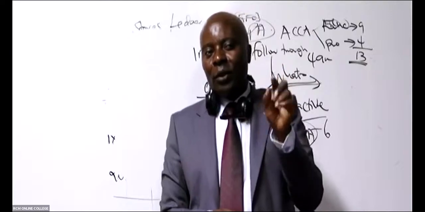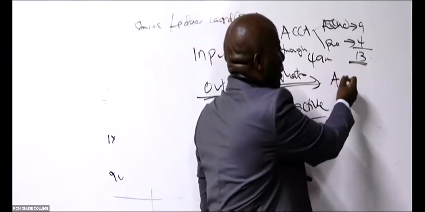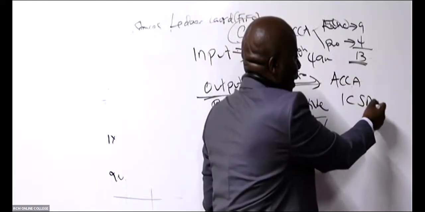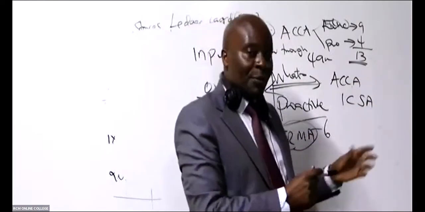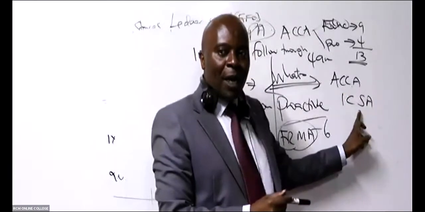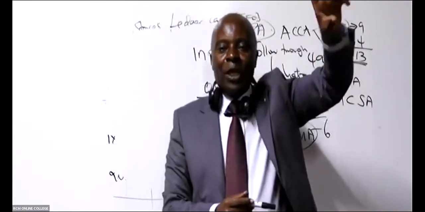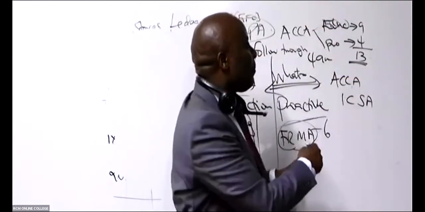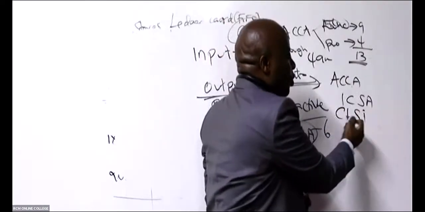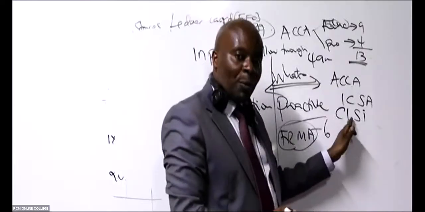Once you become a chartered accountant, you've done CPA, ACCA has also partnered with ICSA, the Institute of Chartered Secretaries and Administrators in the UK. So once you finish this, you only do 1 paper here, and once you do 1 paper here, you go to ICPSK. They give you that qualification straight away. ACCA has also partnered with CISI, the Chartered Institute for Securities and Investment. Once you do this, you'll only do 2 papers here.